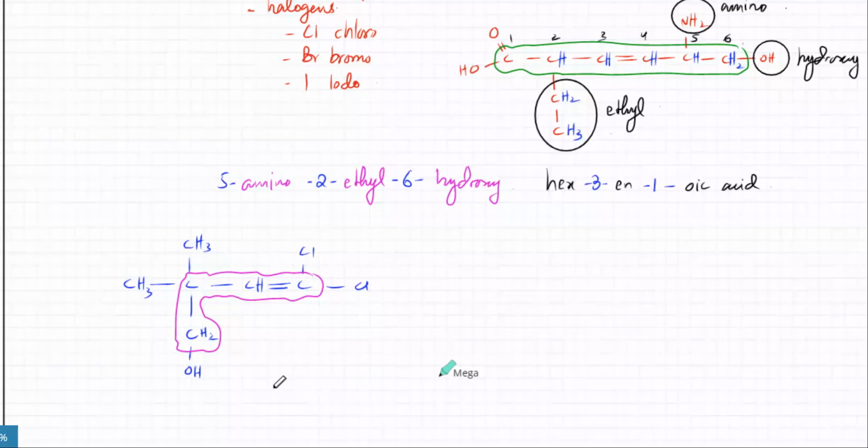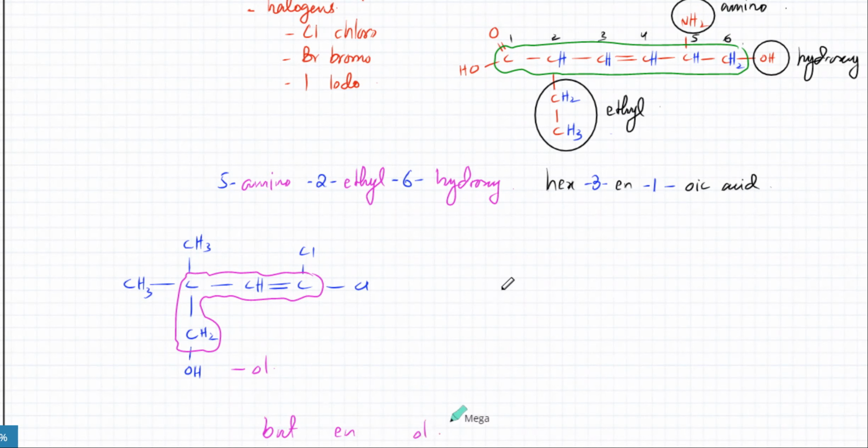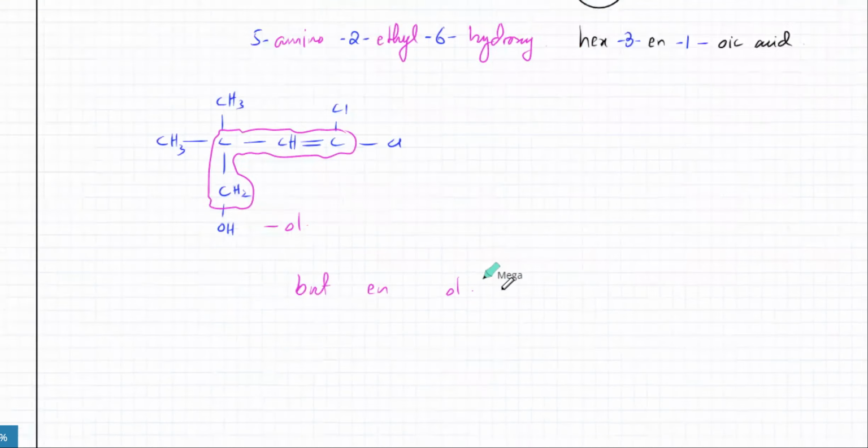And who's the most important group in this entire molecule? The OH. So the main suffix would be an -ol. So this is 4 carbon atoms, but, -ene, and -ol. So it's a butanol molecule, and the OH is at position number 1, because that's the most important group. So this is number 1, this is number 2, this is number 3, and this is number 4.